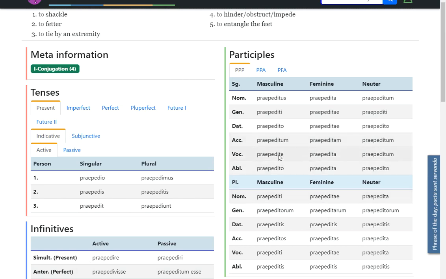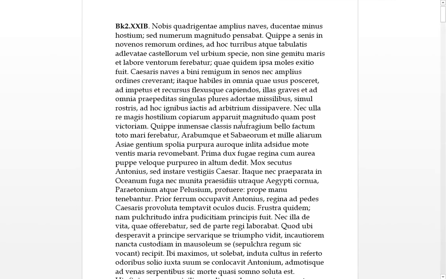Praepeditas is the past passive participle, feminine accusative plural. It means to shackle, fetter, tie by the extremity, hinder, obstruct, impede, which is what we use here in this literal sense: it was to entangle the feet. Okay, so that's out of the way, the daily dictionary.